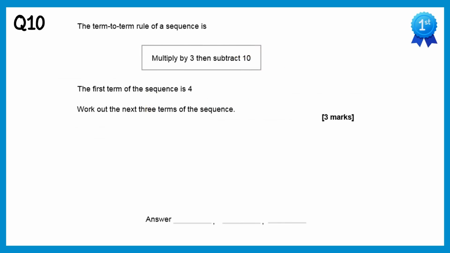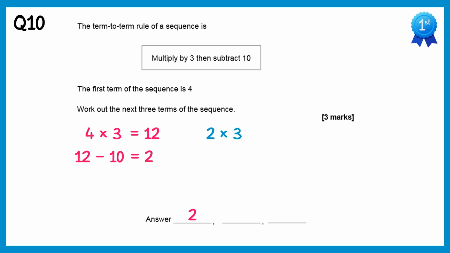For this question, we have a rule for a sequence. It's multiply 3, then subtract 10. We know the first term is 4, and we're going to work out the next 3 terms. So start with 4, multiply it by 3, which gives you 12, and then take away 10. So 12 take away 10 is 2. So the next term is 2.